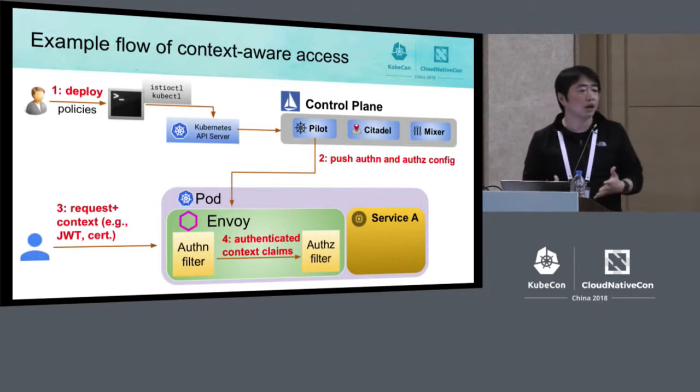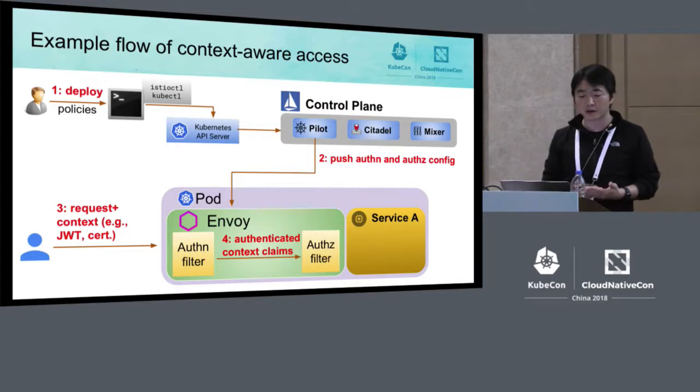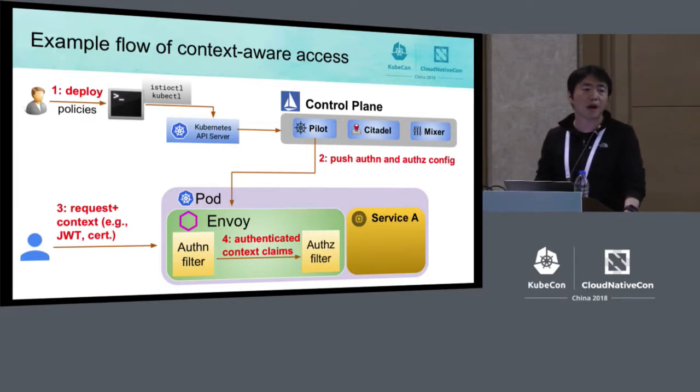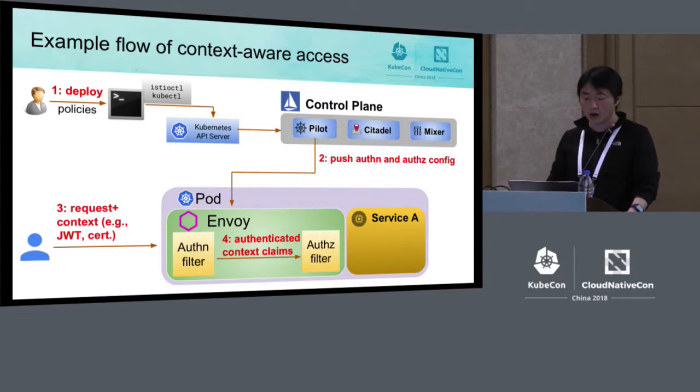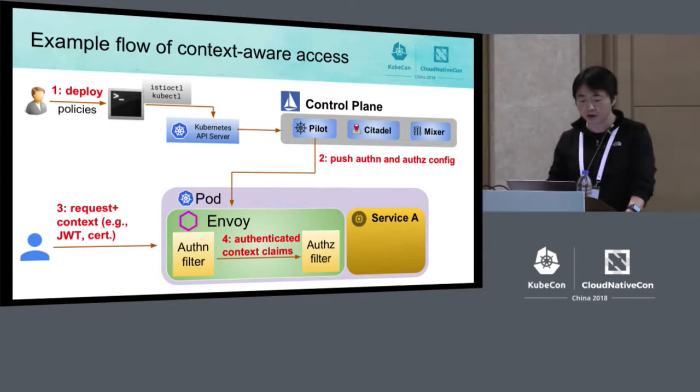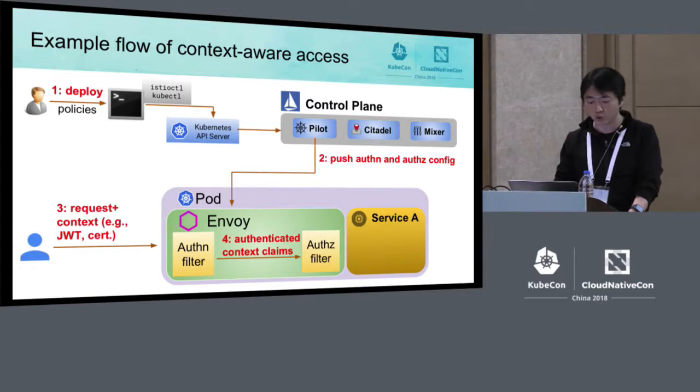Here I will give you an example of how Istio conducts context-aware access. The operator of the service mesh defines the policies. The security policies are eventually transmitted to Pilot. Pilot interprets these policies, converts them to data plane configurations, and distributes them to Envoy.